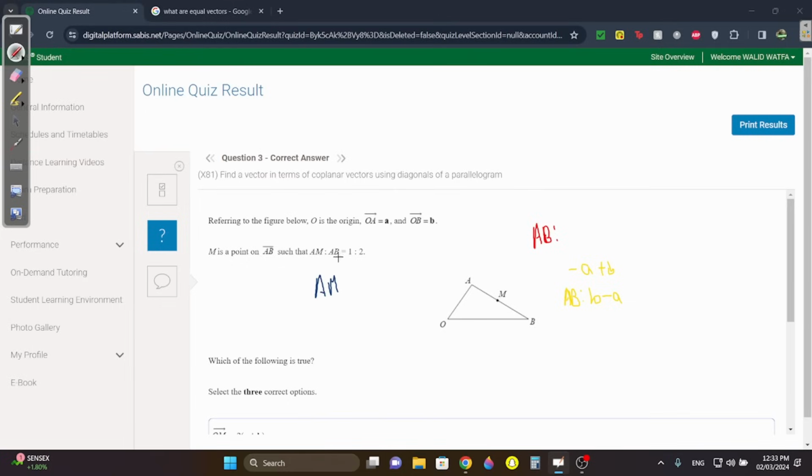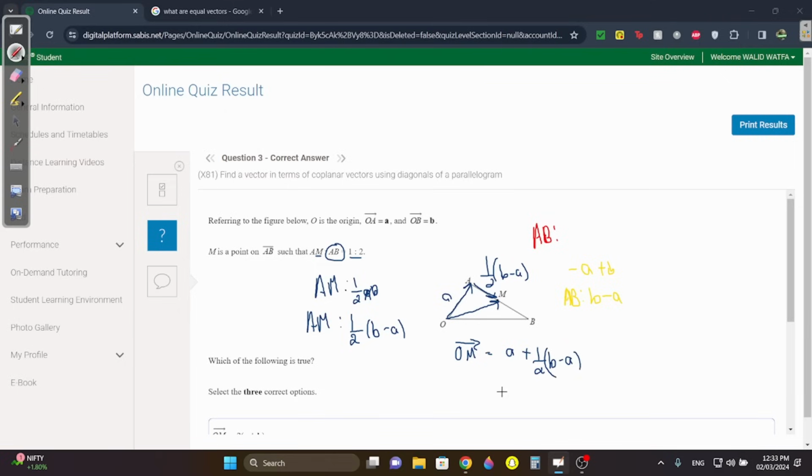So I'll use AM because they said AM is half of AB, right? It's half AB. Okay, and AB is B minus A, so AM is half B minus A. So to find OM now, if we got AM, we can solve it easily. Let me write it again. OM, and then OA we said is A because it's given, and then AM we said is half B minus A. So what will OM be? OM will be O to A, which is A, plus AM, which is half B minus A.